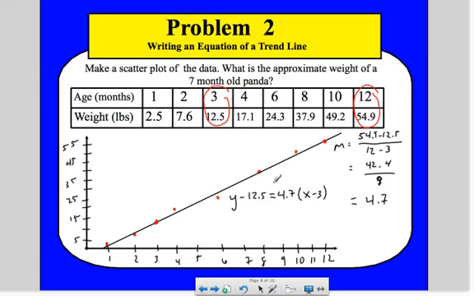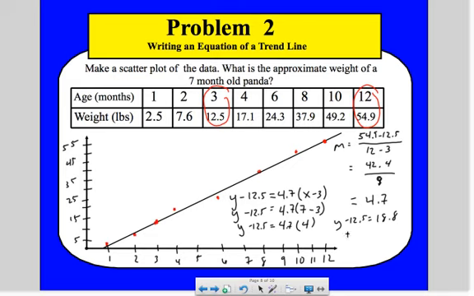Really, we don't care, but we want to know the 7-month-old panda. So we're just going to take the 4.7, and we're going to plug in the 7 minus 3, and we're going to make it y minus 12.5, and we're going to solve. So 7 minus 3 is 4. Take 4.7 times that, and y minus 12.5. Okay, that's going to give us y minus 12.5 equal to 18.8.